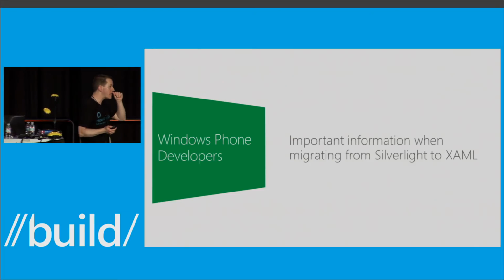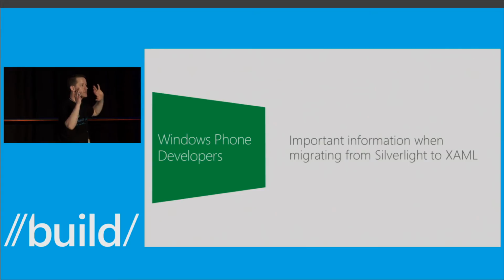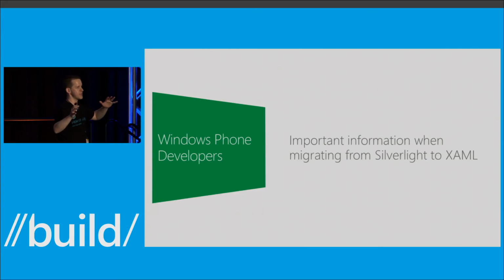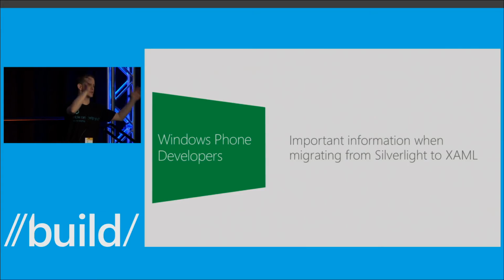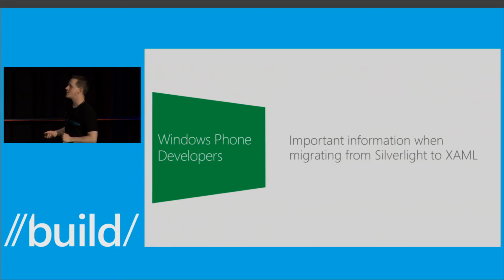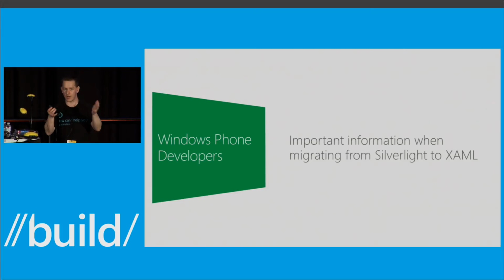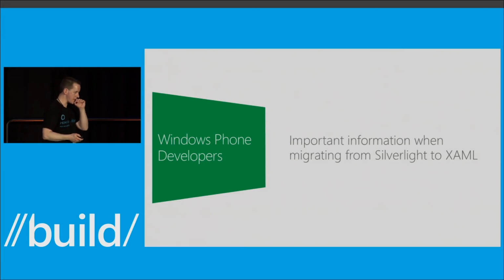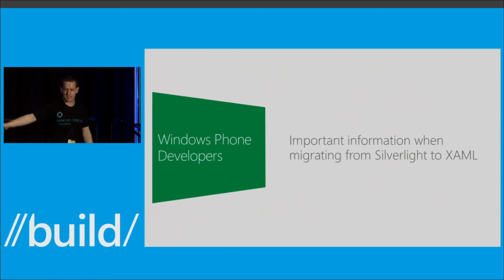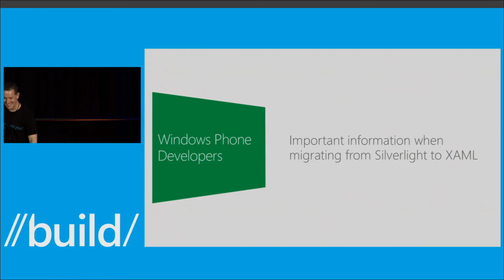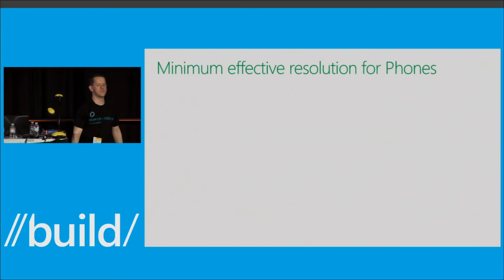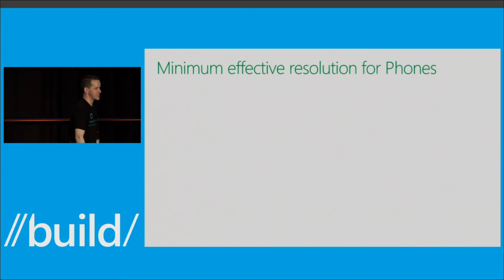So if you are migrating an app, remember earlier on we said Silverlight 8 to 8.1, nothing changes. You get all the cool new stuff, nothing else changes. Great. But if you move to the new XAML platform, or you move to HTML, but you're more likely to move to the new XAML platform, there's something that you need to know. And that is that the minimum effective resolution for phones has changed.